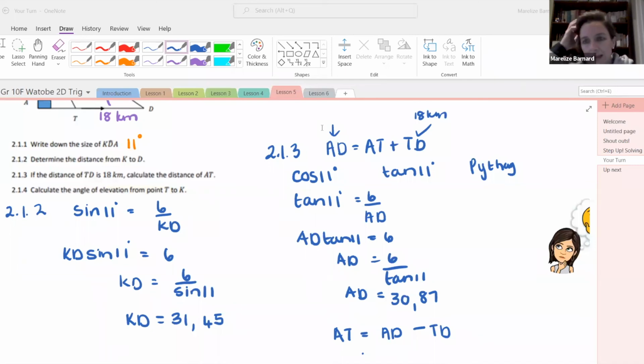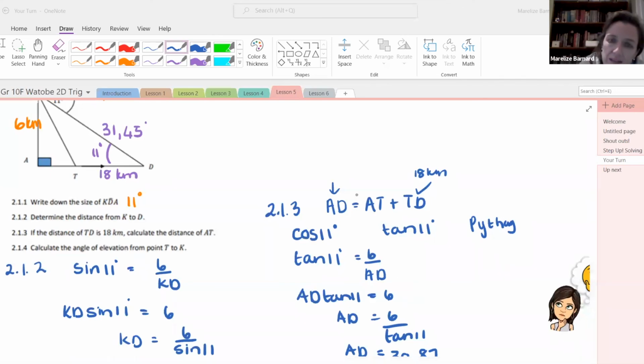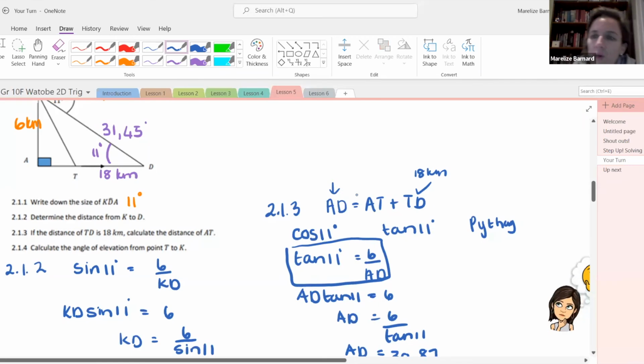Leah, I see your hand is back up. Let's give Leah a chance. Hi, ma'am. There's times when we use, for example, tan to work out the side, there are times we divide and there's times we multiply. So how do we know when to do which one? It depends on what you are solving for. So over here with the tan 11, we are solving for AD. So if we want to solve for AD, we have to times by AD first to get the AD by itself. Okay, so if the AD is in the denominator of the fraction.